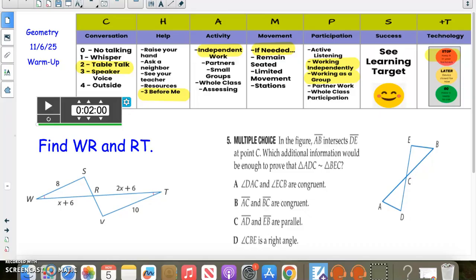Before we do that, let's do a little warm up. So just take a few minutes here. I want you to pause the video and go ahead and solve these just to get warmed up.